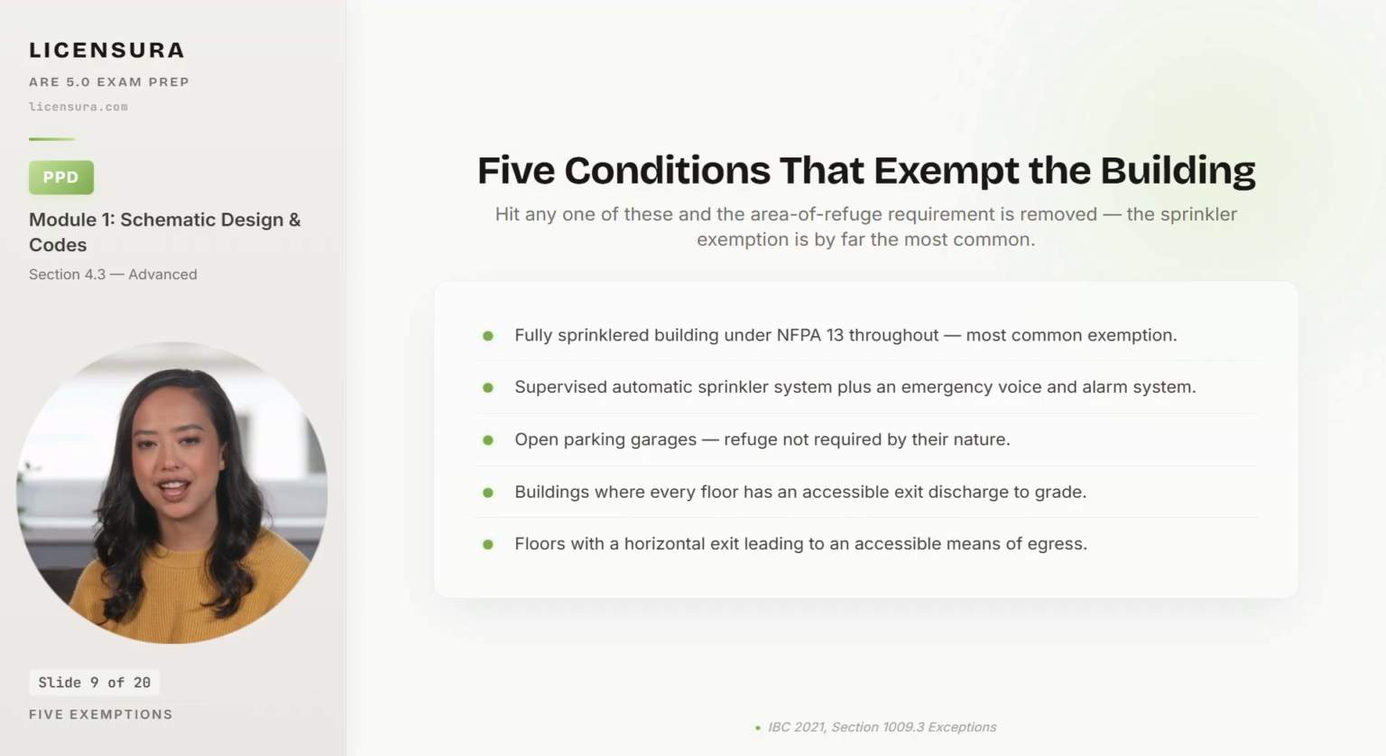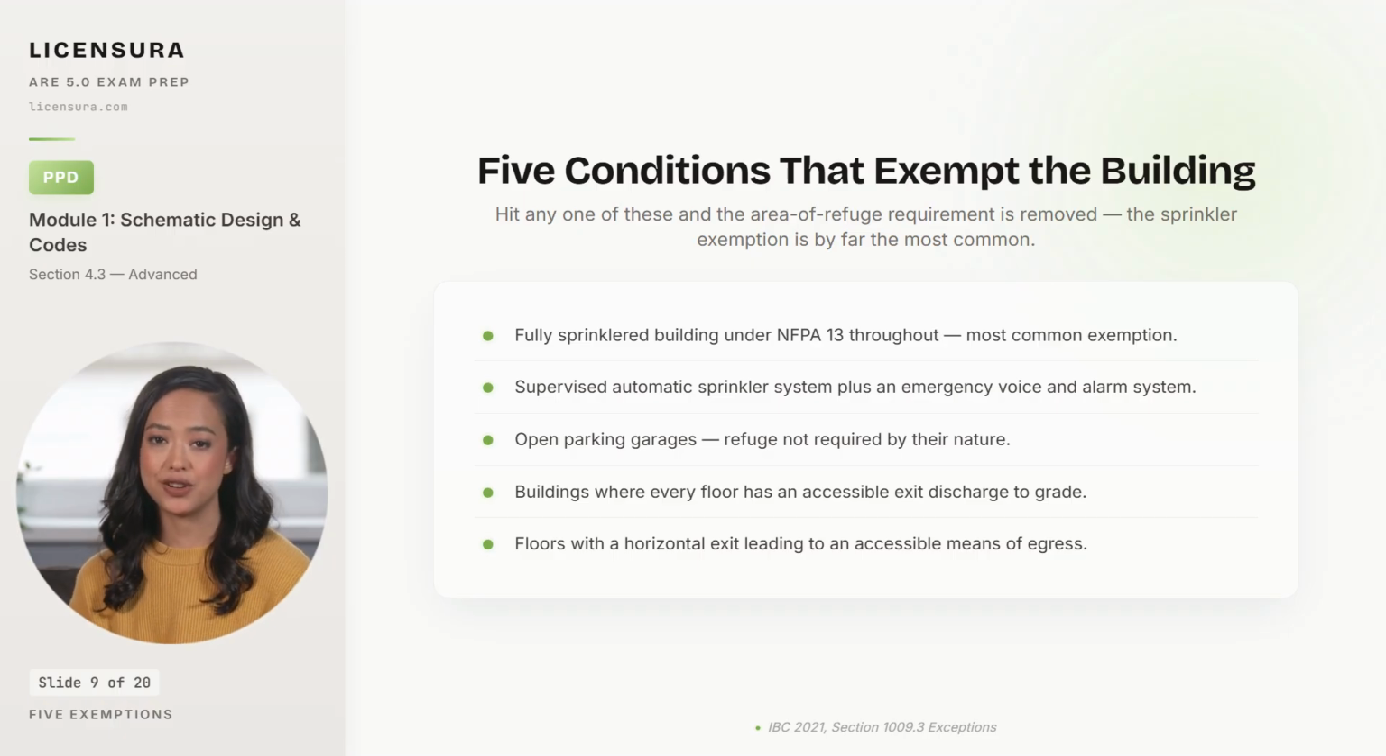5 exemptions, and the first one dwarfs the others in real-world impact. First, any building fully protected by an NFPA 13 sprinkler system is exempt. And since NFPA 13 is the default for commercial, institutional, and most modern multifamily projects, this exemption sweeps the majority of new construction off the refuge requirement entirely.